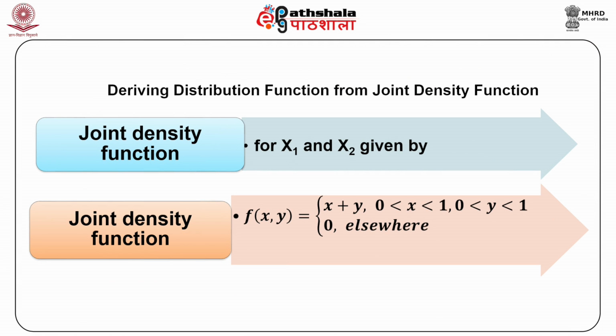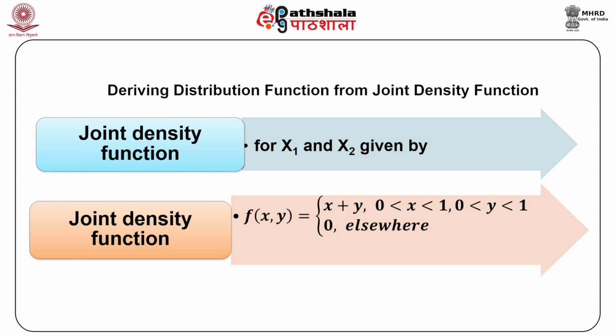Deriving a distribution function from a joint density function. Consider a joint density function for x1 and x2, which is given by f(x, y) equal to x plus y, where x is greater than 0 and less than 1, and y is greater than 0 and less than 1, and it is 0 elsewhere. With the given assumption, the function has a positive value in the square bounded by the horizontal and vertical axes in the first quadrant, with its four corner points being (0, 0), (0, 1), (1, 0), (1, 1). It is 0 elsewhere.